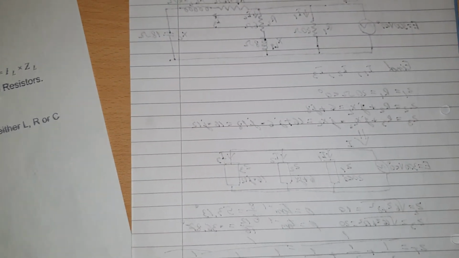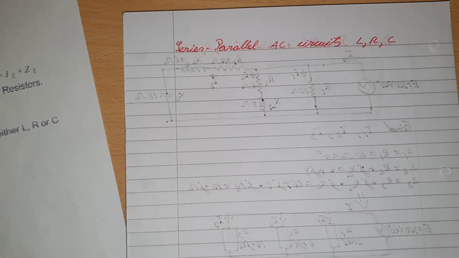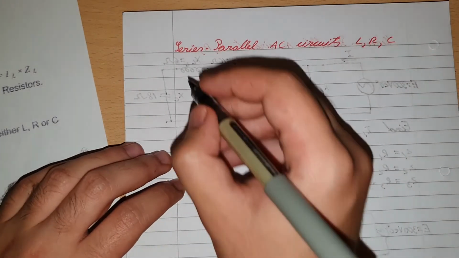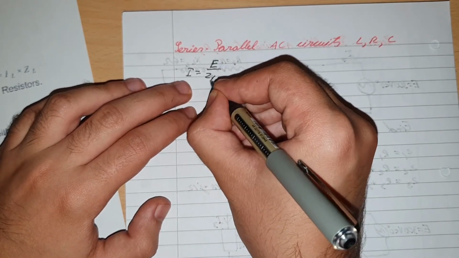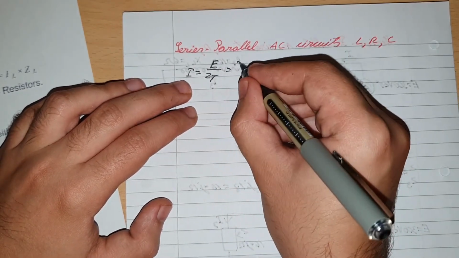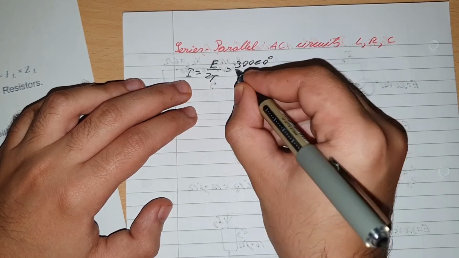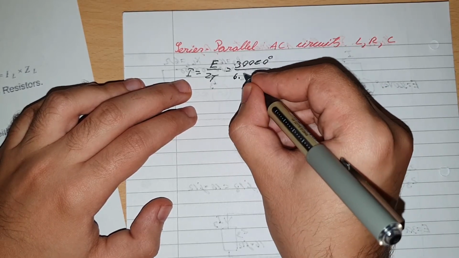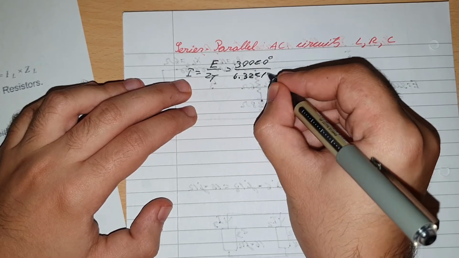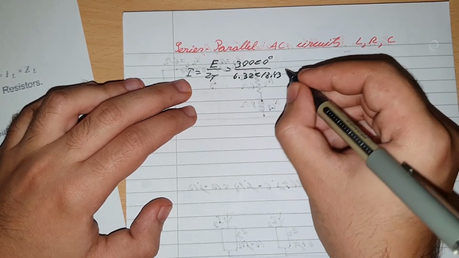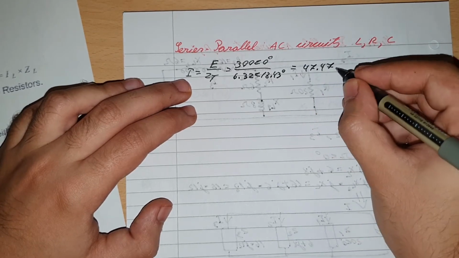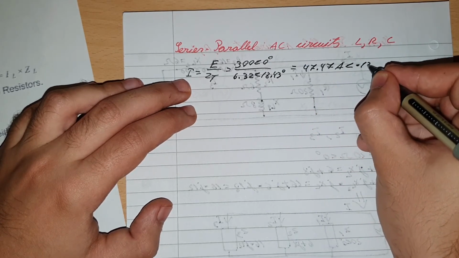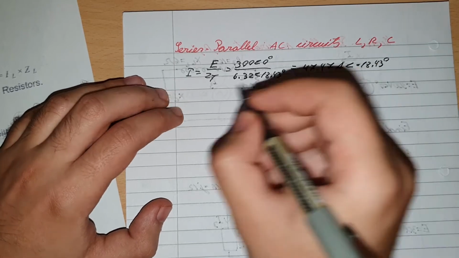So I have here more space on the other side of the page, and this one we keep going. So then the total current I will be equal with E over Zt, that will be equal with 300 at an angle of 0 degrees, divided by 6.32 at an angle of 18.43 degrees, and that one will be equal with 47.47 amps at an angle of minus 18.43 degrees.